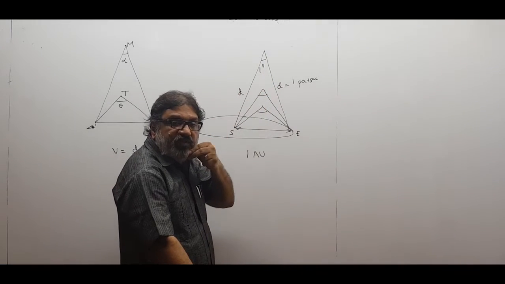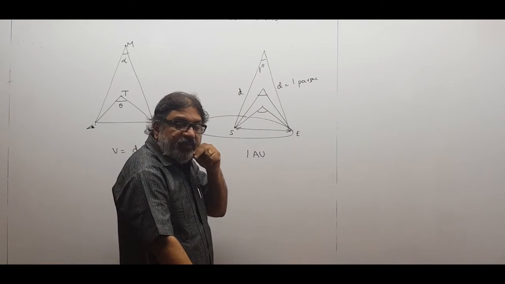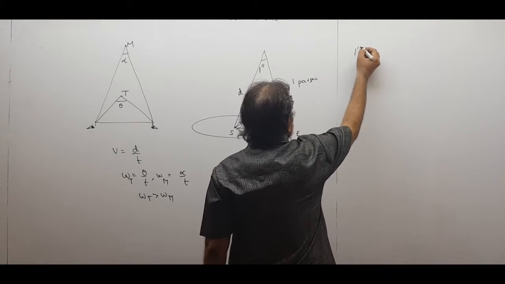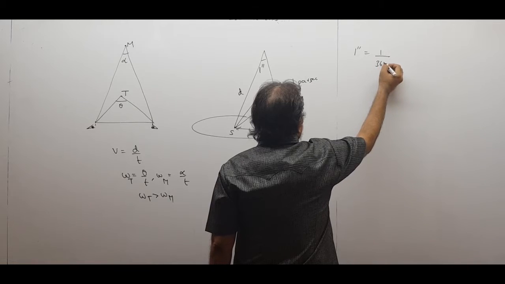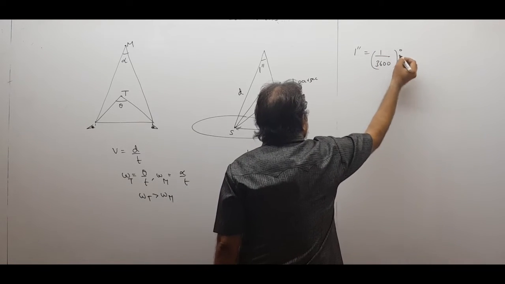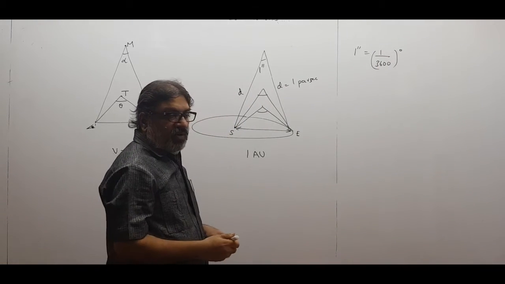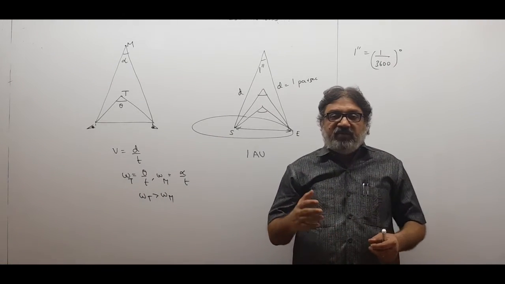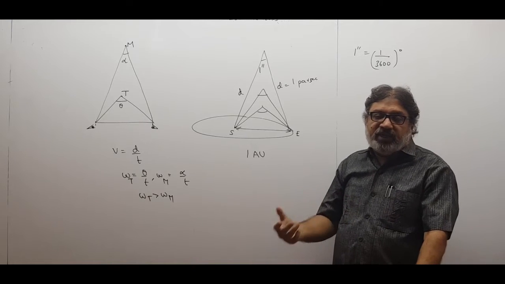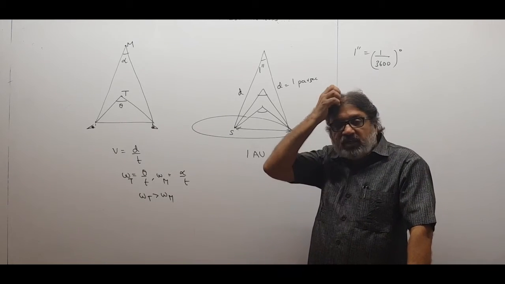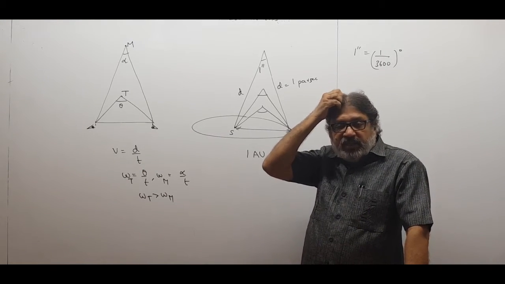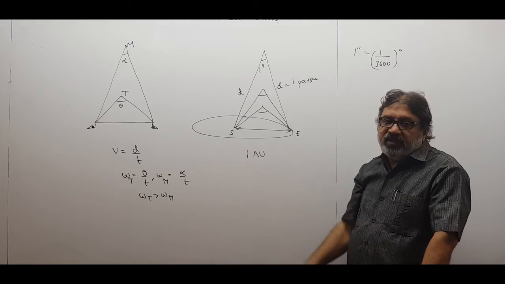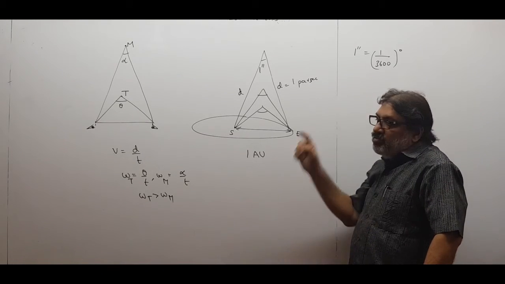1 second, you know, is the 60th part of a minute, and 1 minute is the 60th part of a degree. So you already know that 1 second is 1 upon 3600 part of a degree. You already know that. What is 1 second? 1 degree is divided into 60 parts. Each part is called a minute. And every minute is further divided into 60 parts. Each part is called a second. So totally 3600 seconds make up 1 degree. So 1 second will be 1 upon 3600 degree.